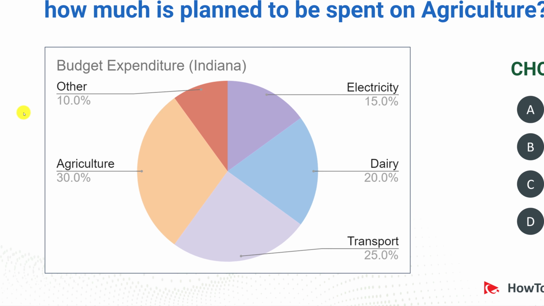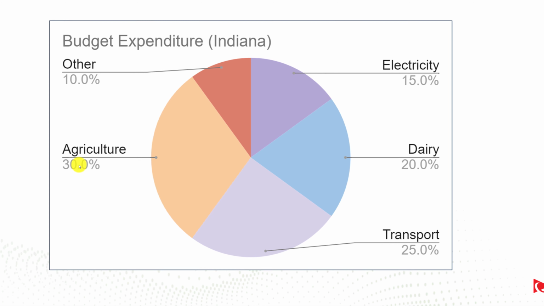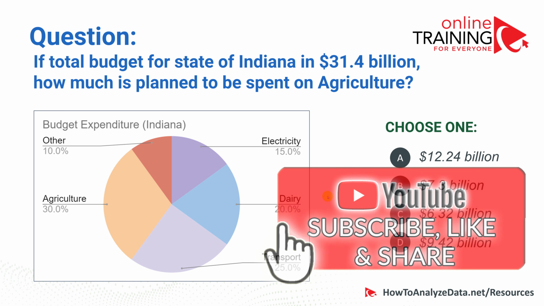To get to the answer for this question, you need to understand what is the percentage of spend for agriculture. Based on the graph, the planned spend for agriculture is 30%. To calculate the budget for agriculture in actual US dollars, you need to multiply 31.4 by 0.3, which represents 30%. Whatever the correct answer is based on this calculation would be the choice that you should select for this type of question.